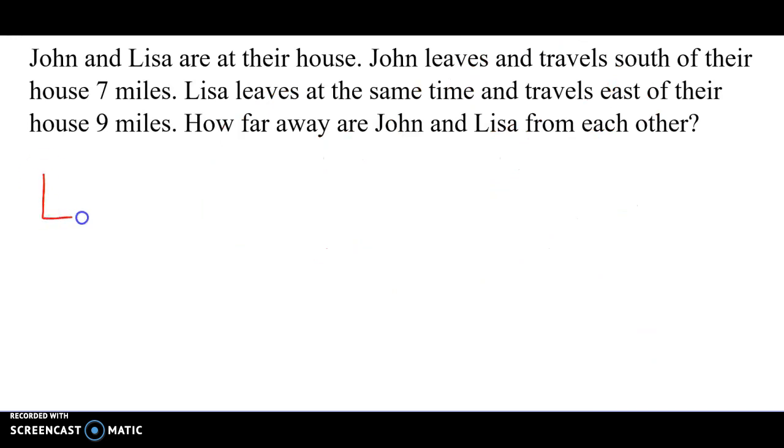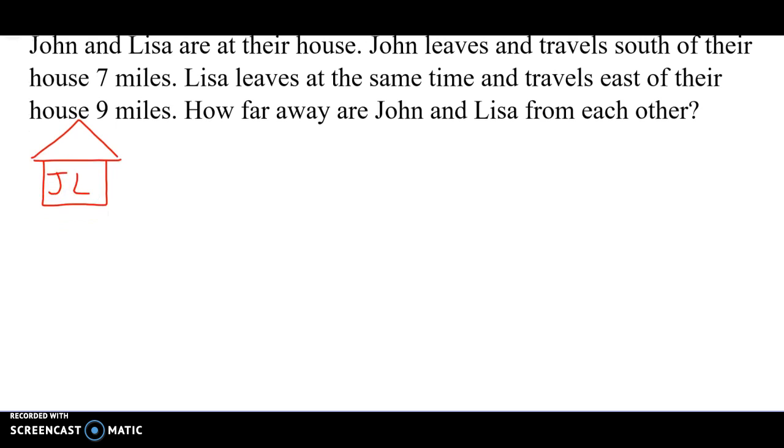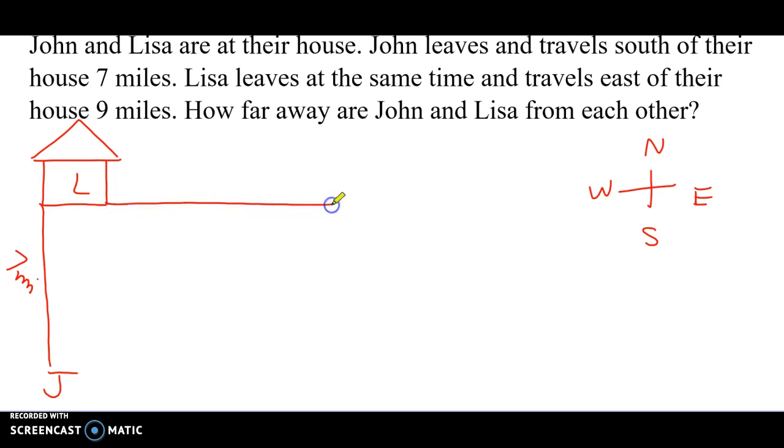I want you to draw a house. And in that house are John and Lisa. Where does John go? South. Yeah, now let's use our compass on a flat piece of paper. North, south, east, west. So if I'm going south, that means he's going straight down. How far? 7 miles. So John is now down here. I'm going to erase him out of the house. Hi, John. Where does Lisa go? East. Lisa goes this way, 9 miles. So now Lisa is over here.